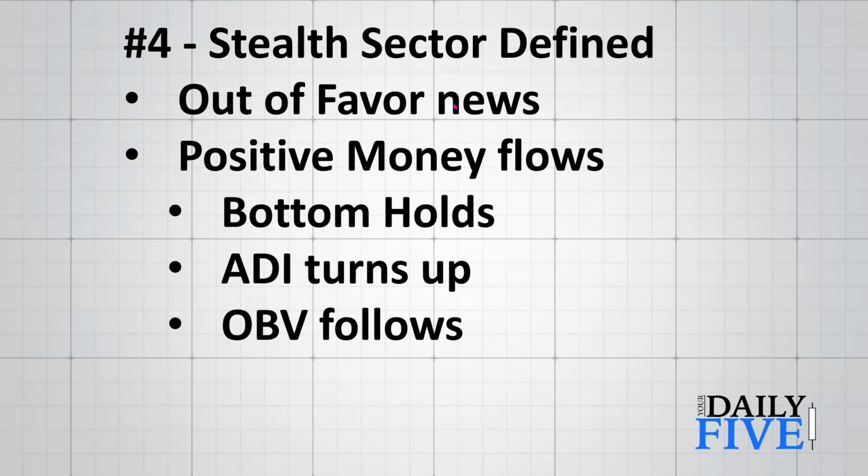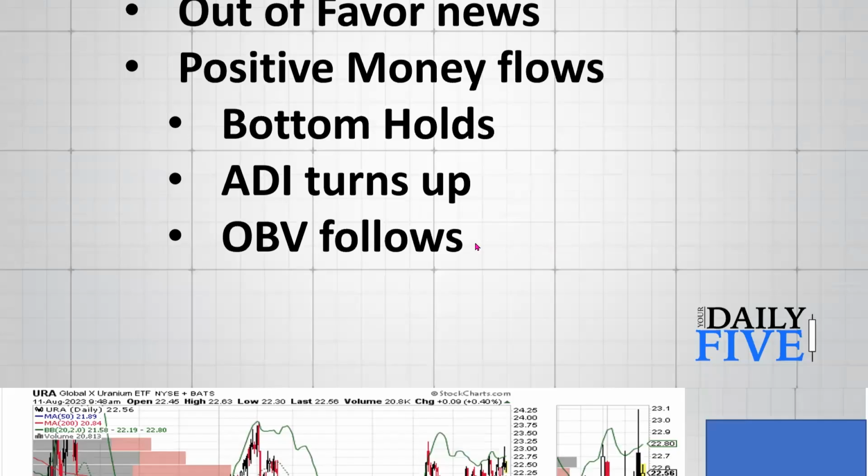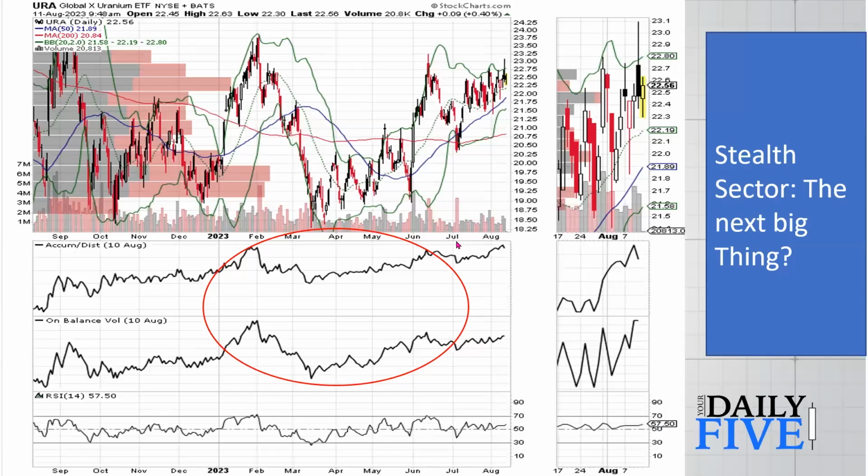So you look for those out of favor news. You look for positive money flows at the same time. You want to make sure the bottom in prices holds. You want to make sure that ADI turns up and that OBV follows. And my favorite stealth sector of the moment, what I call the next big thing, is uranium.